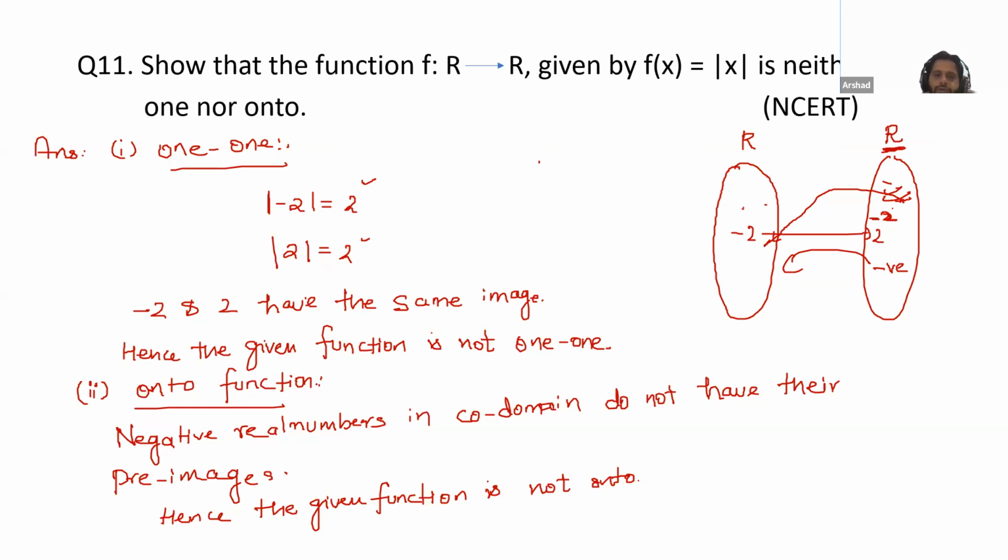Okay, Umair, second one. If you put any value here, if you put -3 or -4, the final result is always positive. So that means in the second set, the negative numbers do not have their pre-images. The negative numbers which are present in set B do not have their pre-images. Hence, we will say that the given function is not onto.